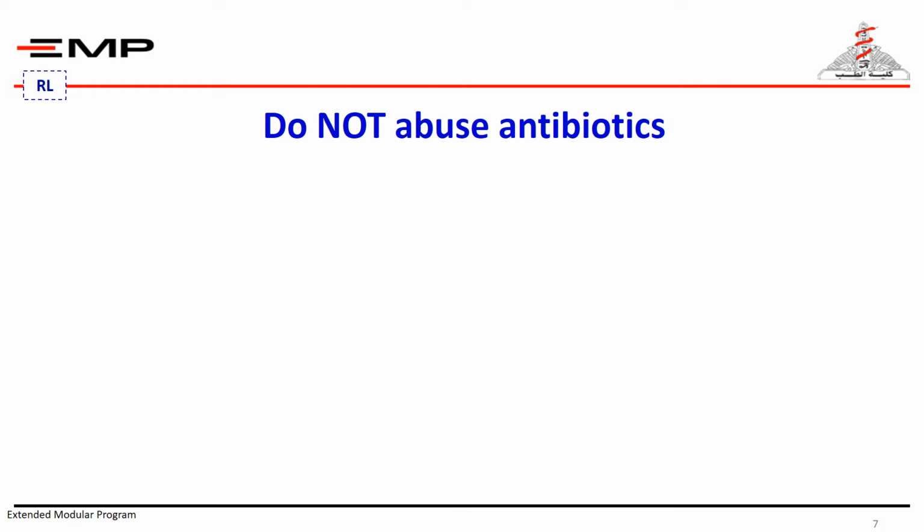Do not abuse antibiotics. The emergence of bacterial strains with antibiotic resistance is a seriously growing problem. The emergence of what is called a superbug, which is a bacteria resistant to all known antibiotics, is a real threat. As surgeons, it is our responsibility to use antibiotics properly to be effective and at the same time prevent or hopefully delay the emergence of resistant strains.